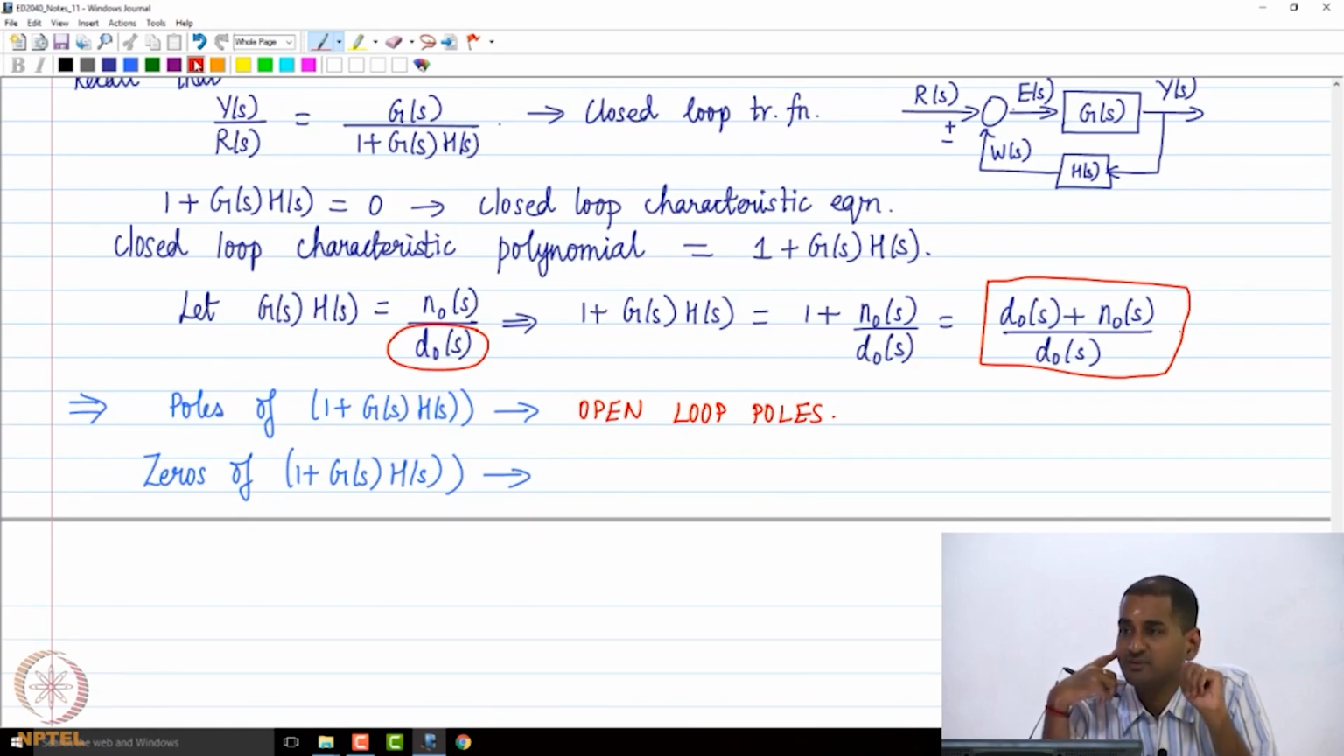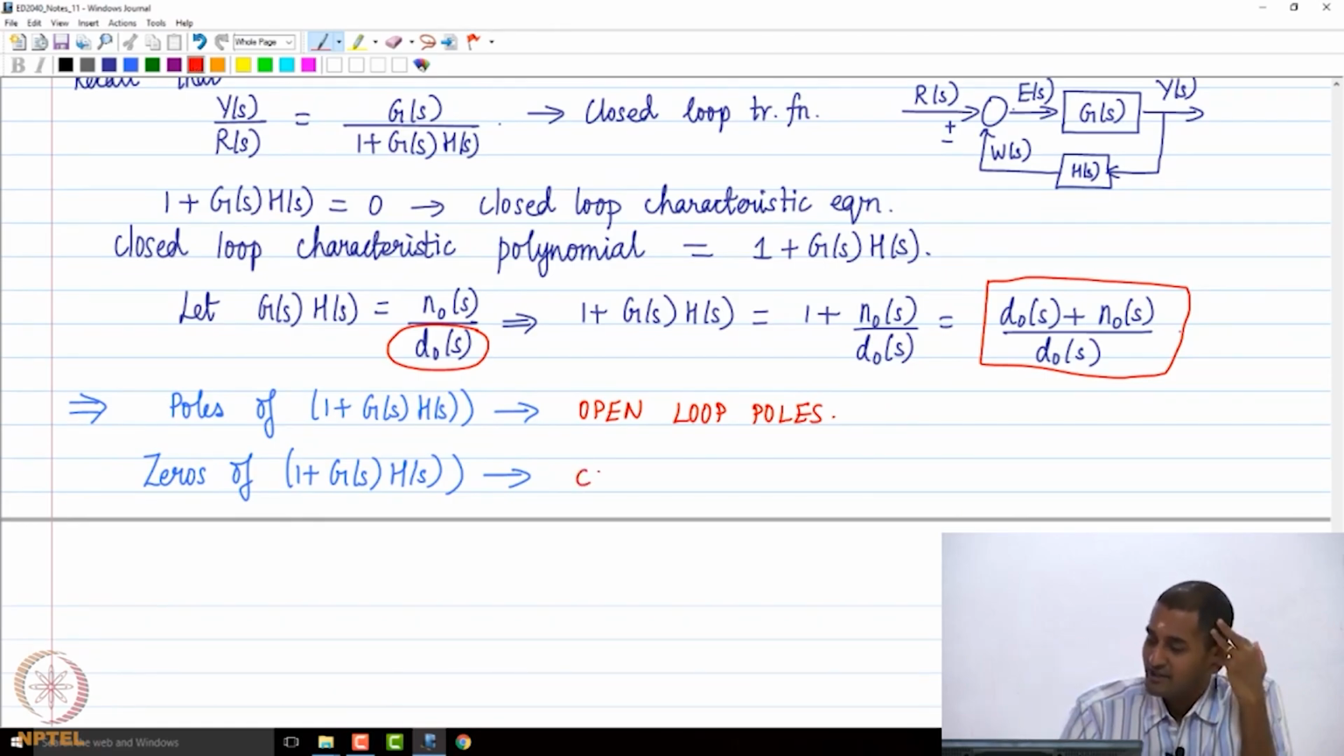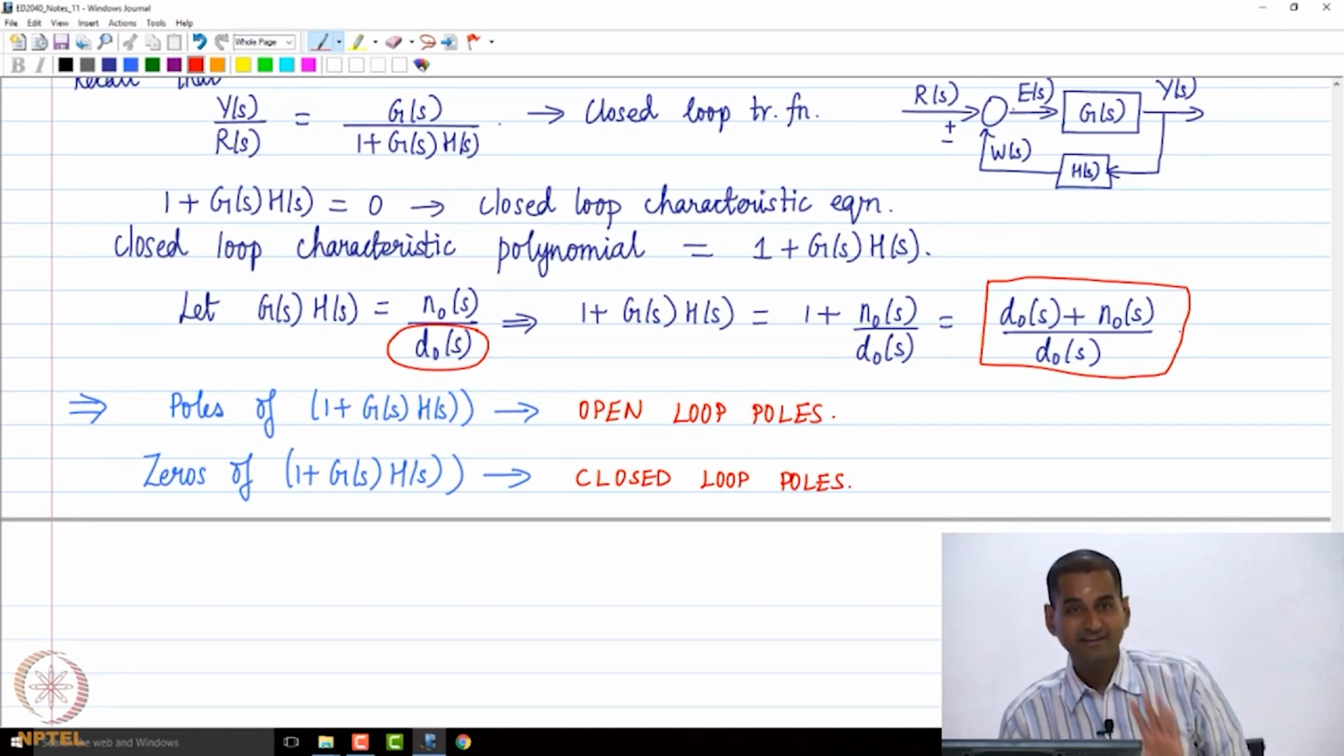What are the zeros of the closed loop characteristic polynomial 1 plus G(s)H(s) called as? We have already discussed this, I am just recapping. Closed loop poles, that is it. I am recapping this terminology once again because we are going to mix poles and zeros, but I want us to be very clear.